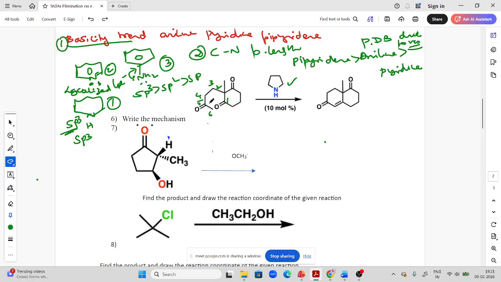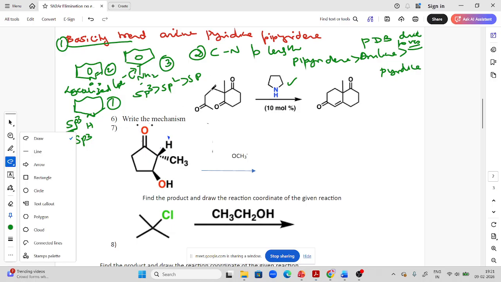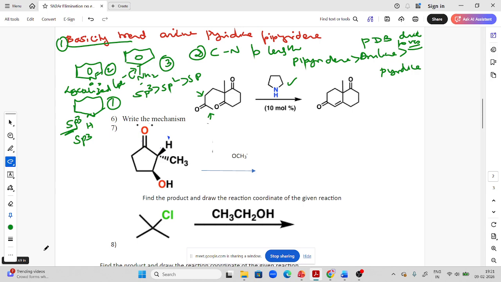Now the question arises: in MCQ choices in JEE we will have both options, from here or from here. From where would you do that? From the down position, ma'am. Why? Because in the first position we have some alkyl groups like CH2, which might give out electrons, ma'am.